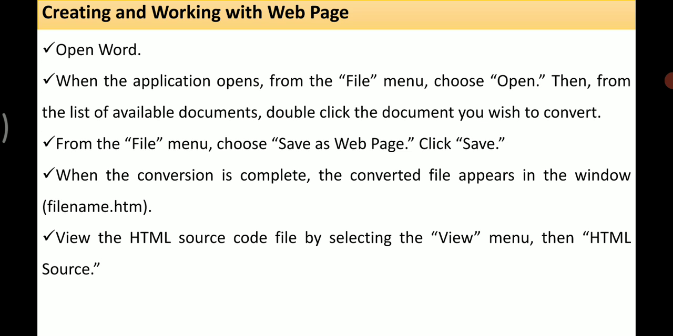Next we'll see how to create a web page. We have certain steps that need to be followed to create a web page. First we open Word. Then when the application opens, from the File menu, we choose Open. Then from the list of available documents, you double click the document that you wish to convert.